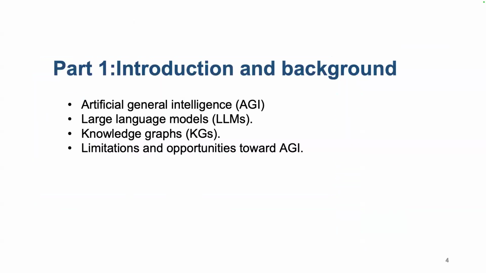So let's get started. The first part is about the introduction. Artificial general intelligence, I think, is the ultimate goal of the AI community, right? And now we have a lot of development in LLMs and also KGs. We will also cover some limitations and opportunities towards AGI.